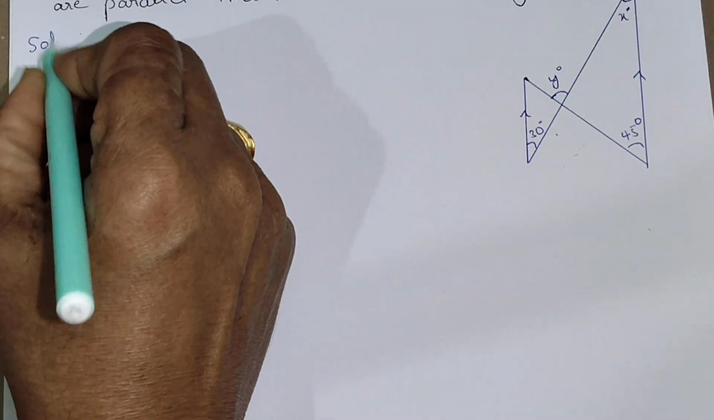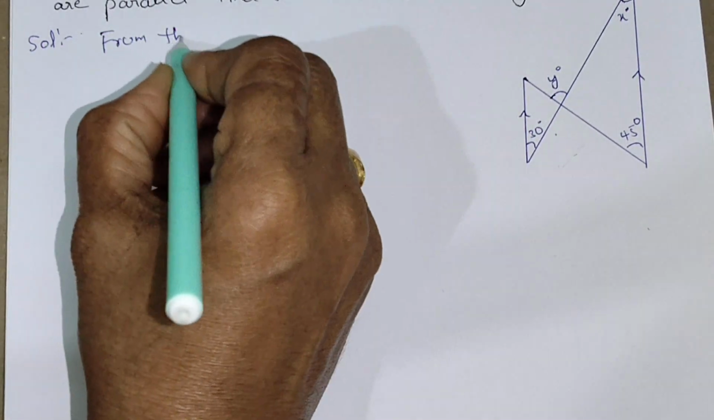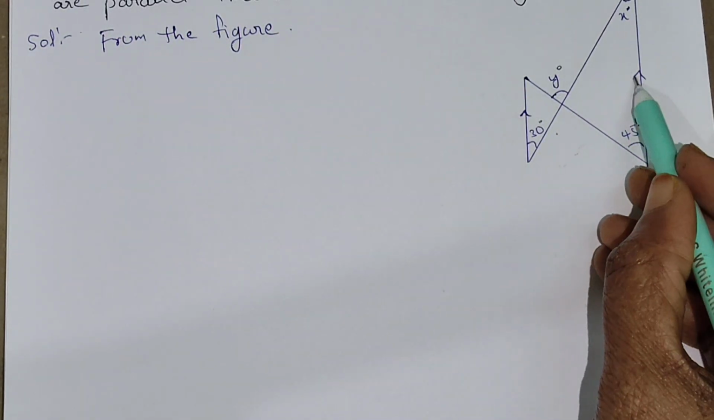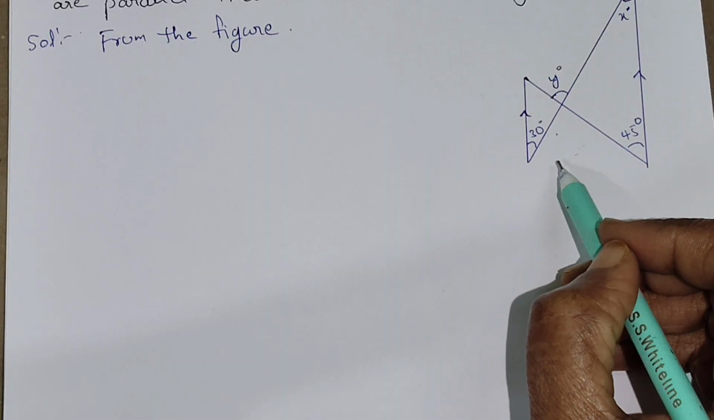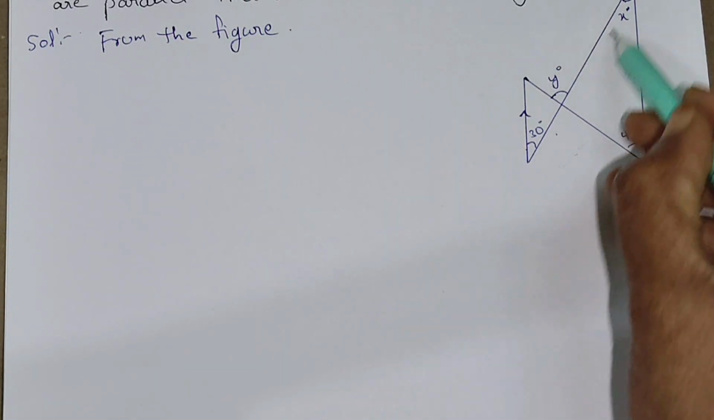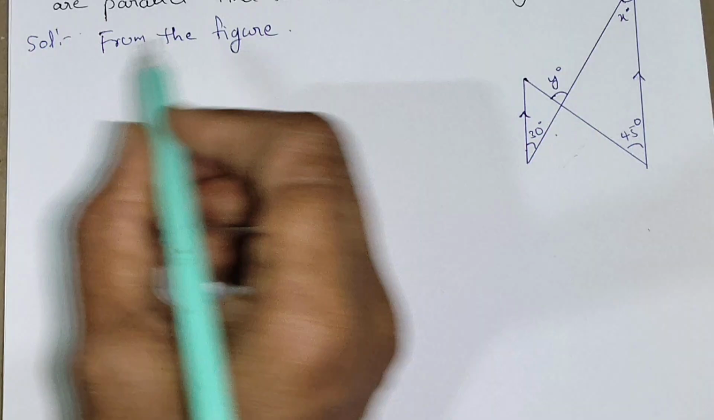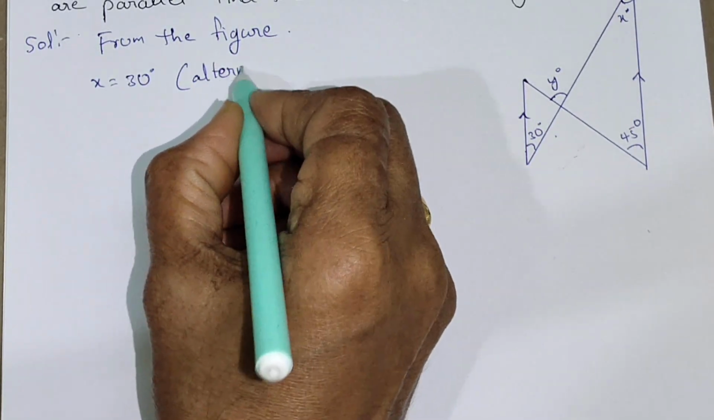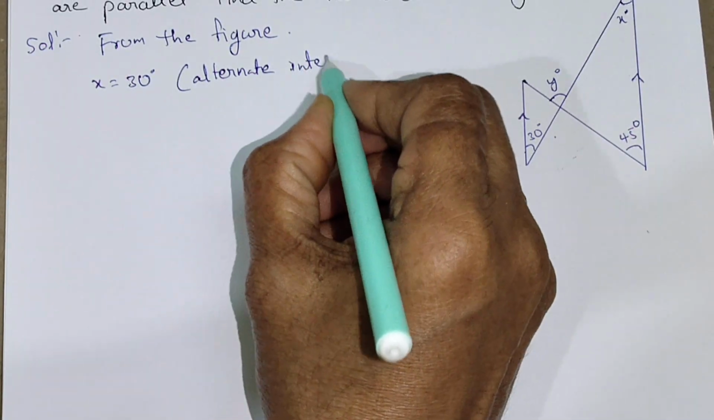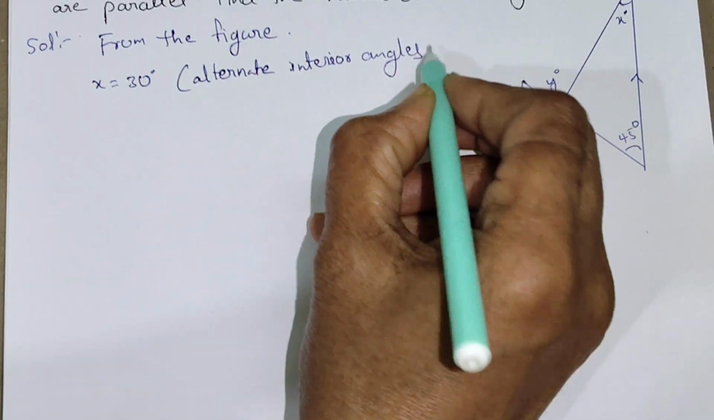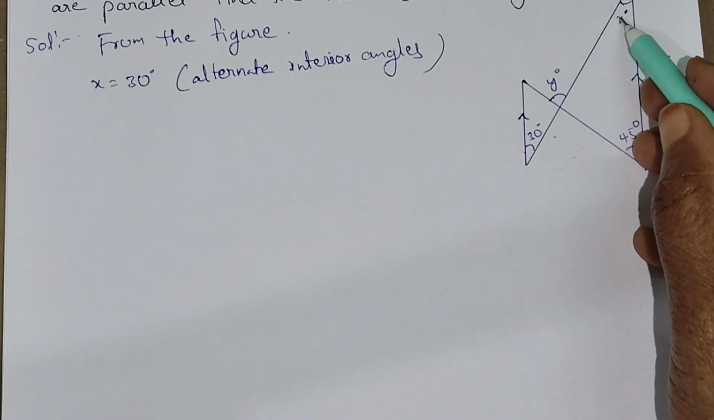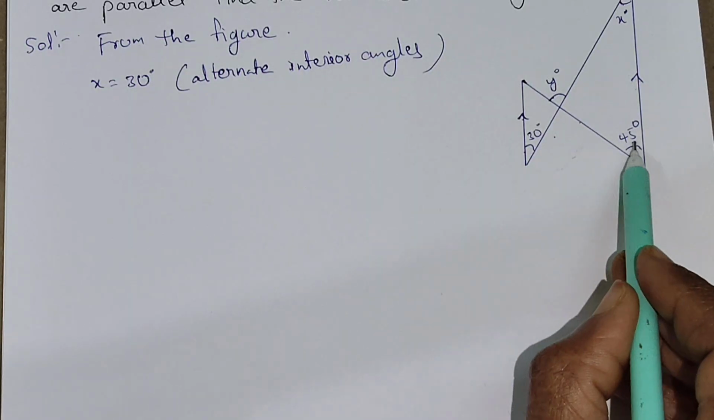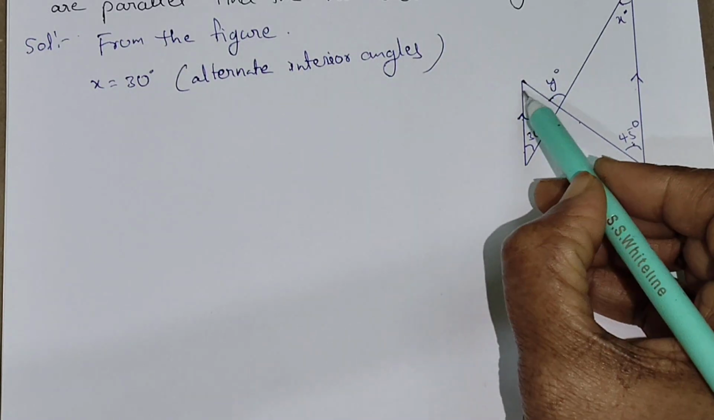So from the figure, the lines shown by arrowheads are parallel lines. These two are parallel. This is the transversal, so 30 equal to x degrees, x equal to 30 degrees. These two are alternate interior angles. Next, these two are parallel and this is the transversal, so here 45 means here also 45.